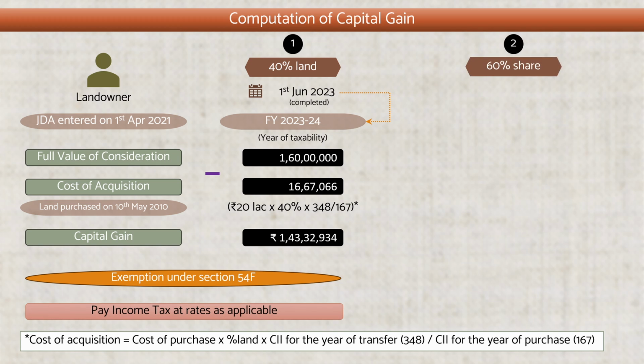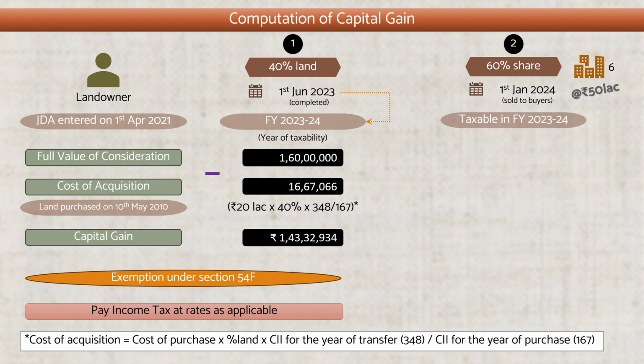Now let's talk about the second transaction, 60% share, that is 6 apartments that you have got out of this JDA. For ease of understanding, let's say you have sold all these 6 apartments on 1st Jan 2024 at 50 lakh per flat. Now, since this is part of the financial year 2023-24, the transaction is taxable in FY 2023-24. And the sale consideration here is 3 crore, that is 50 lakh multiplied by 6 flats.